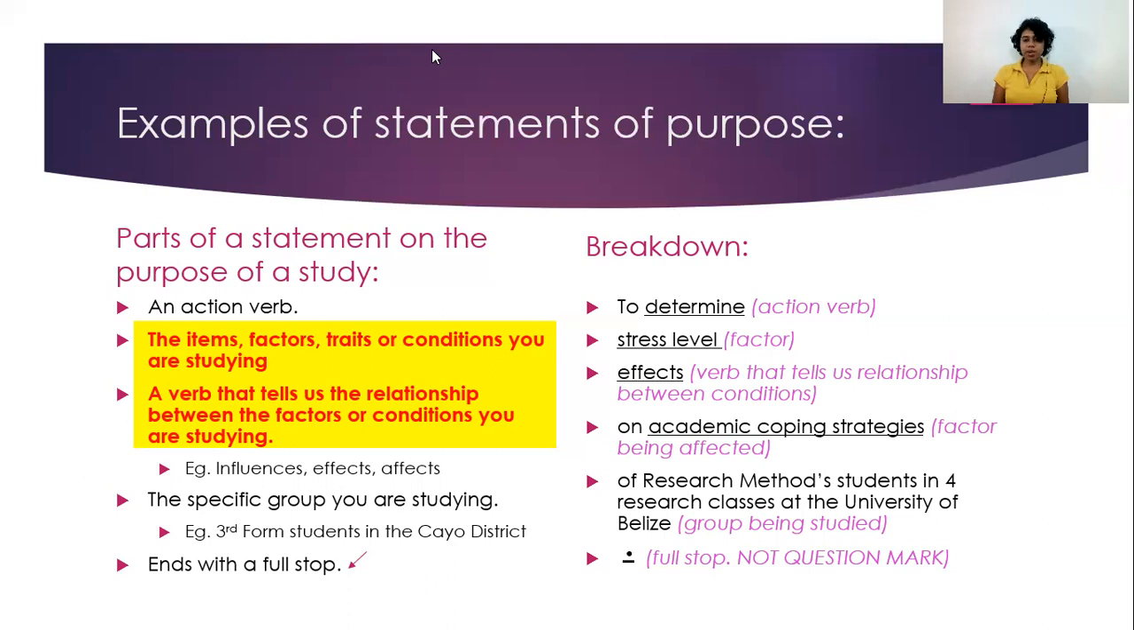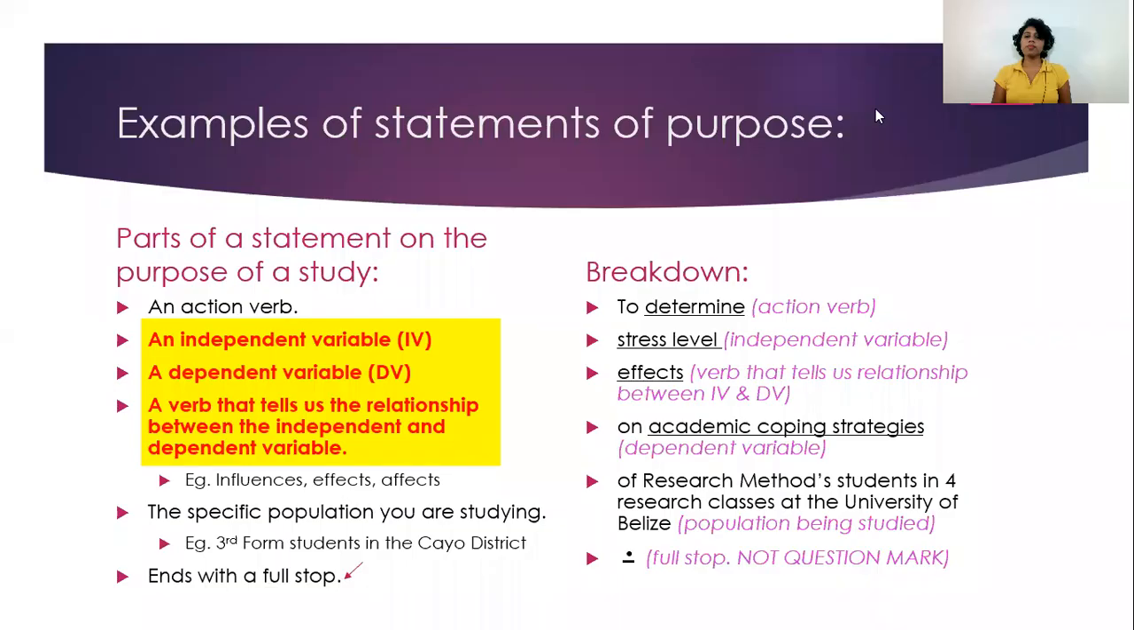Let's look at it with the independent and dependent variable highlighted. Here we have the independent variable and the dependent variable highlighted. To determine how stress, that's the independent variable, is affecting academic coping strategies. So that's our dependent variable. And then down here we have our sample and full stop, just to state that it is a declarative statement. And that is the basic breakdown of how to write a statement of purpose.